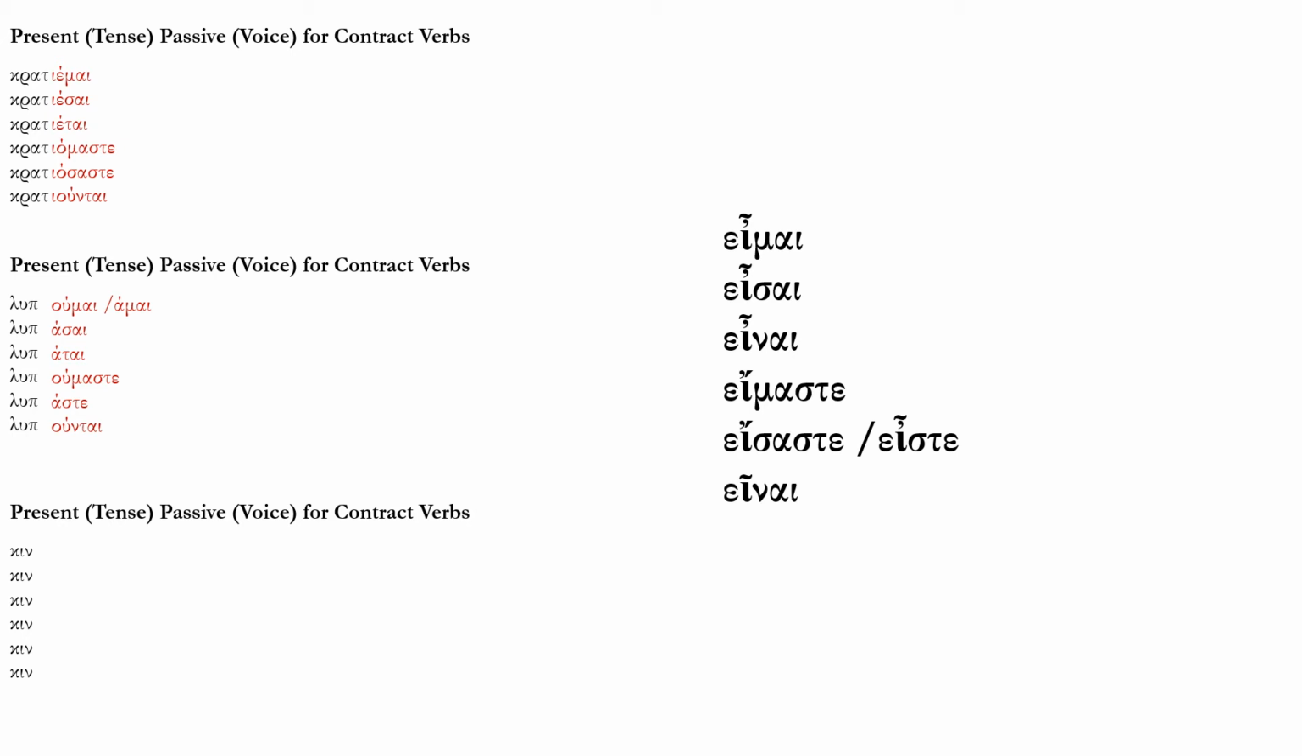Look at the endings though. Lipume or lipame, I'm sorry or I am sad. Lipase, lipate, lipumaste, lipaste, lipunde. Again, very, very similar to ime, ise, ine, and so on. Then if we look at the bottom, kinume, I move, or I am moved. Kinume, kinise, that's exactly like ise on the right side. Kinite, kinumaste, kiniste, also like iste on the right side.